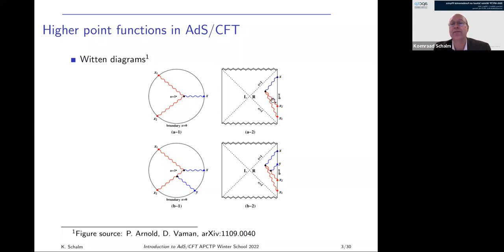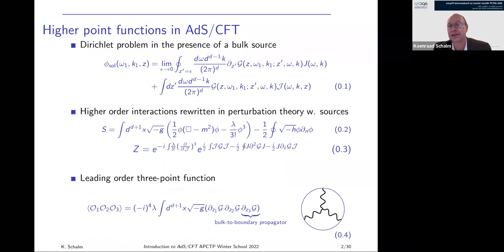These are now incoming fields and one outgoing field, right? That propagate from the boundary inwards. They meet in the bulk and they propagate back out to the boundary. And this way you can compute, in principle, any order of higher point functions. In practice, 4-point functions are already hard enough, but people have done this.